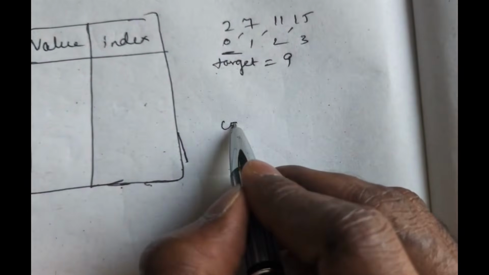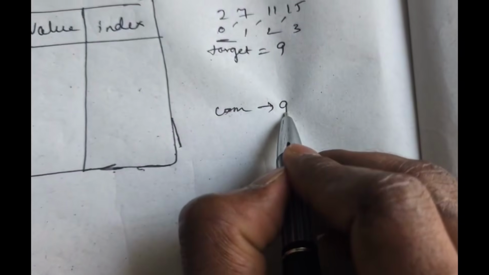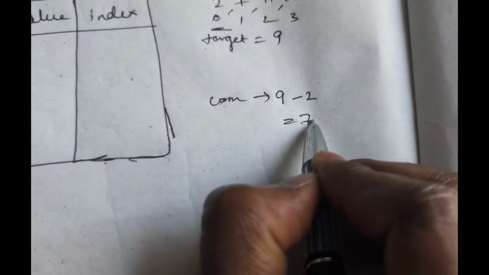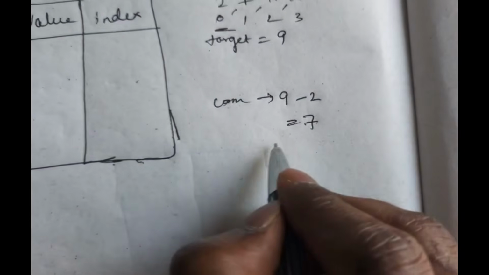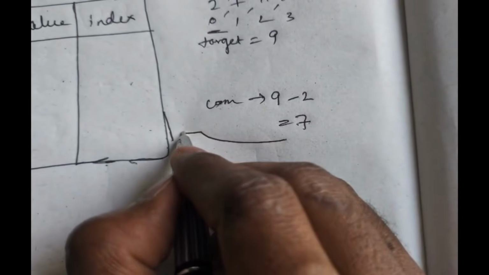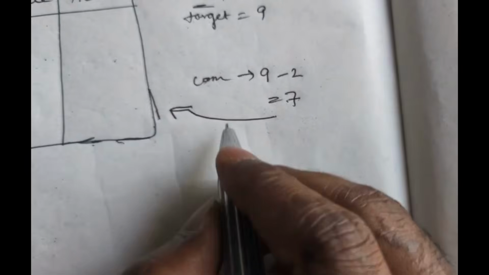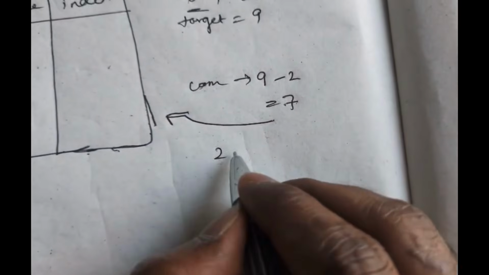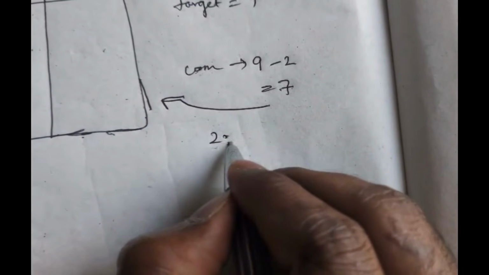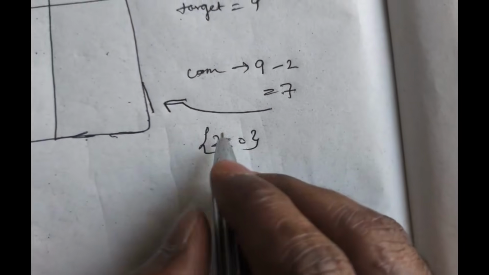So the complement is 9 minus 2, that is 7. So we'll be checking does 7 exist in our map or not. The map is empty, so we store 2 and 0 in the hash map.